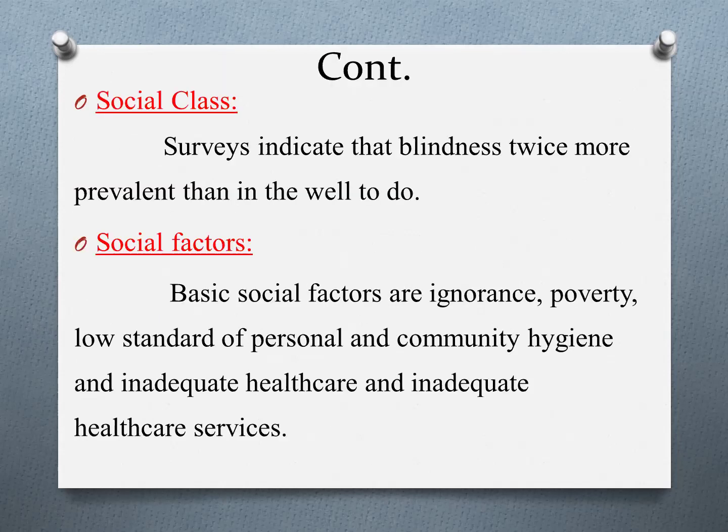Social class: surveys indicate that blindness is twice as prevalent among the poor as among the well-to-do, as we have seen in the bar chart previously. Social factors: the basic social factors are ignorance, poverty, low standard of personal and community hygiene, and inadequate healthcare services.